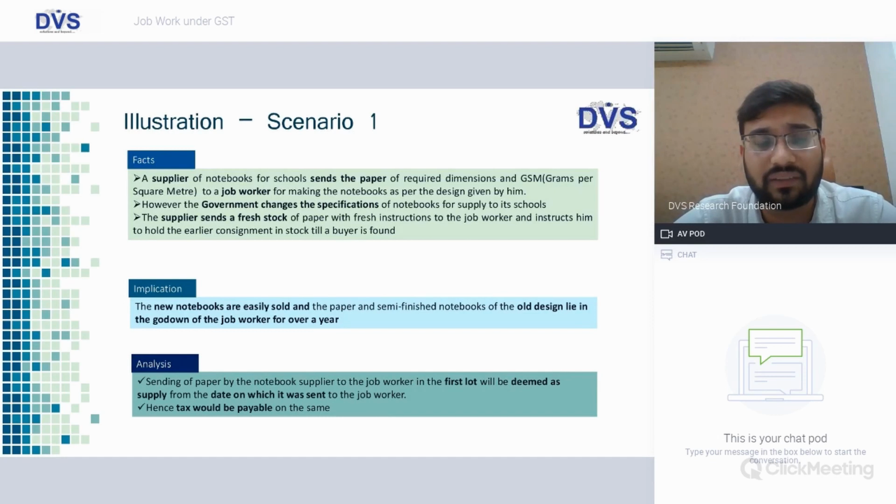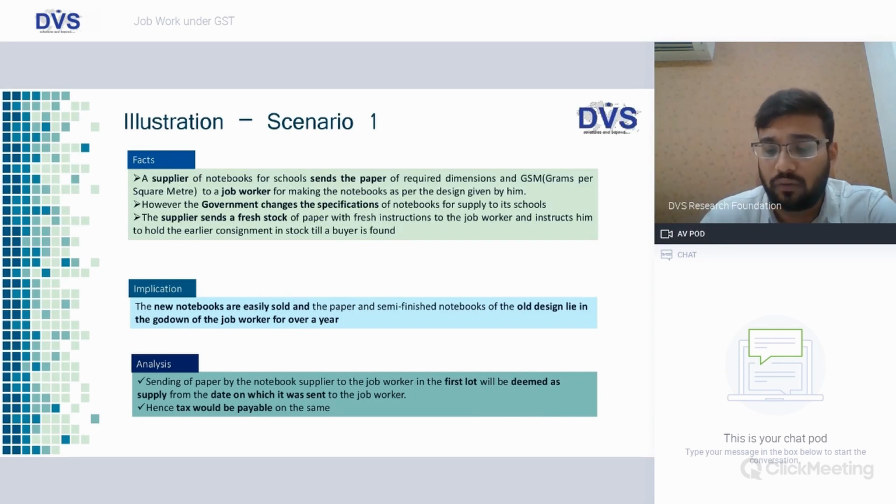We have formulated three scenarios, friends. Scenario one: a supplier of notebooks for school sends paper of required dimension and GSM to a job worker for making the notebooks as per the design given by him. However, the government changes the specifications of notebooks, and again there is a second supply being made. But at the time of the second supply, the principal instructs the job worker to keep the old supply with him till the time a buyer is found. The new notebooks are easily sold, and the paper and semi-finished goods of the old design lie in the godown of the job worker for over a year.